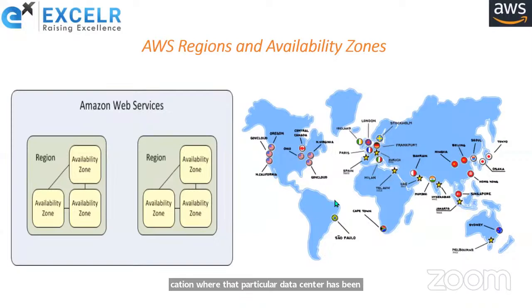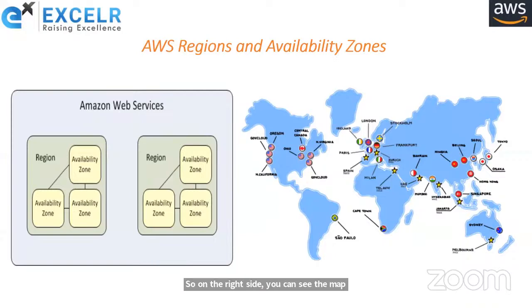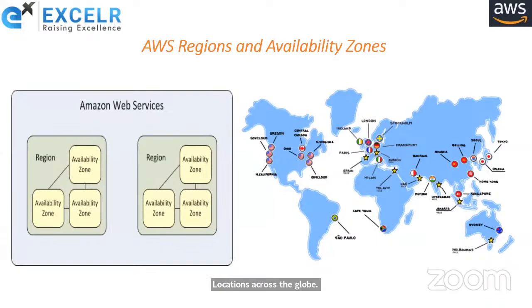On the right side, you can see the map. These are the locations where Amazon has opted for the data centers. They have been completely deployed for the infrastructure, located in various locations across the globe. So we are calling the term region the location, and availability zone is nothing but a data center. So one location might have different availability zones.